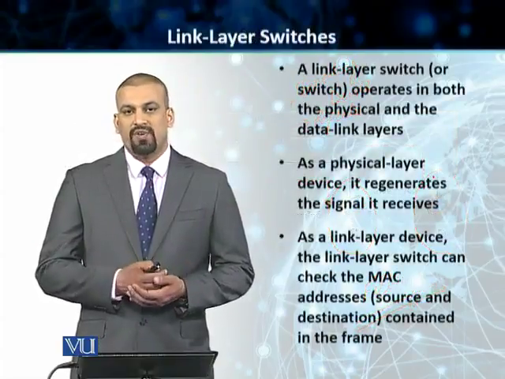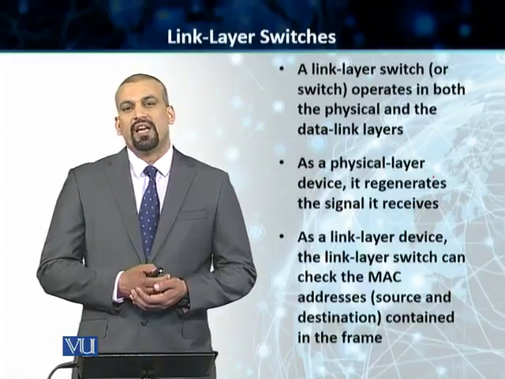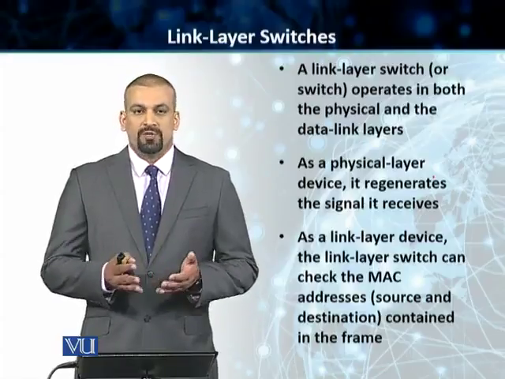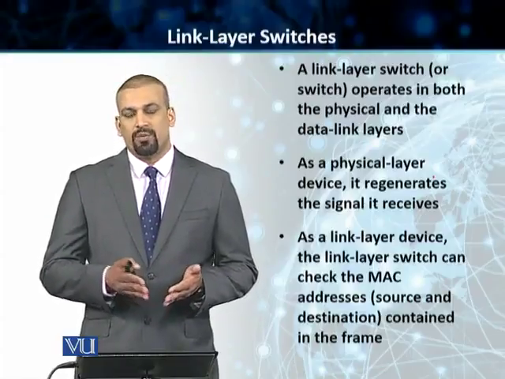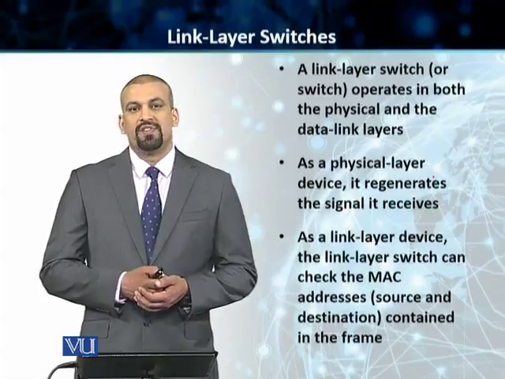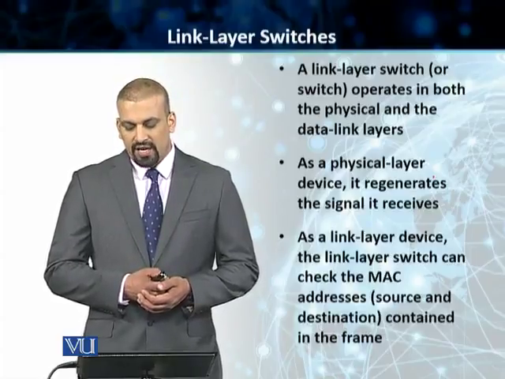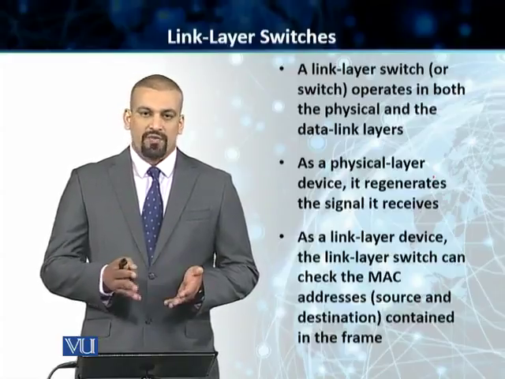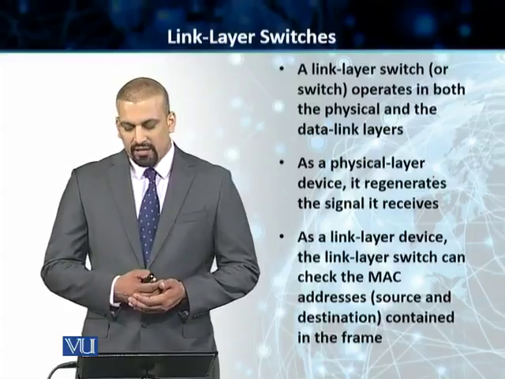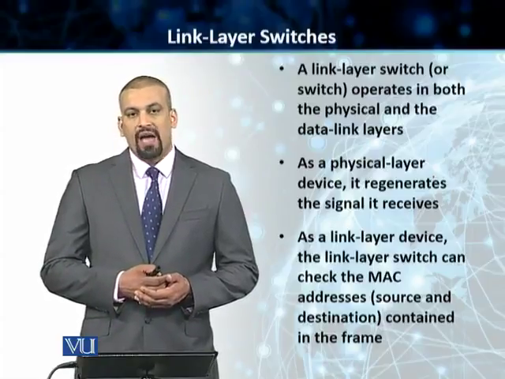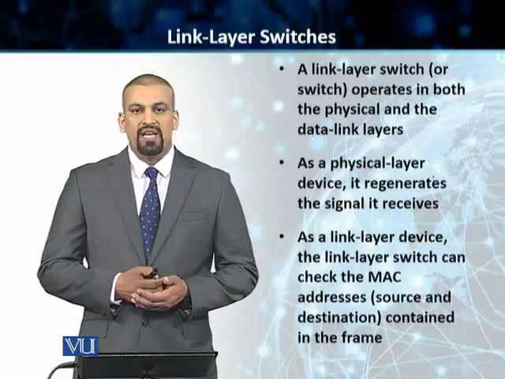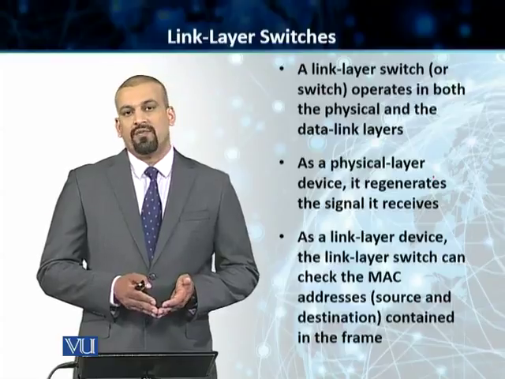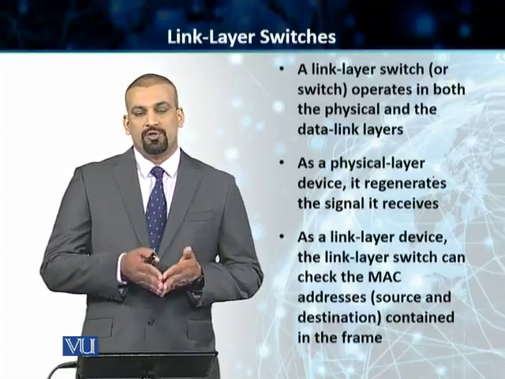Students, the second type of connecting device that we are going to talk about is a link layer switch, or simply a switch. A switch is basically a layer 2 device. It operates on both the data link layer and the physical layer. At the physical layer, it regenerates the signal that it receives if it is degraded, a physical layer function. At the data link layer, the switch can check the MAC addresses, the media access control addresses. The source and destination contained in the frame are read by a switch.